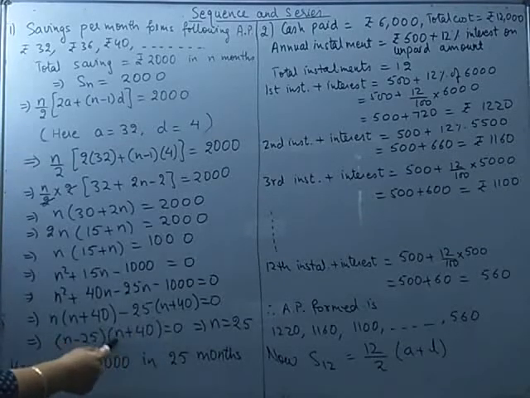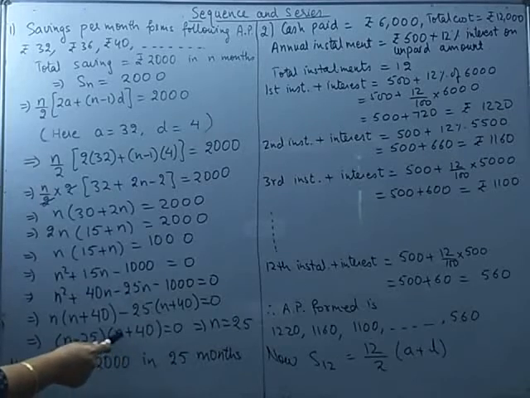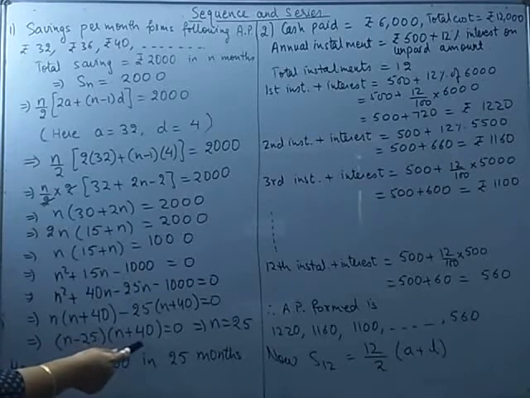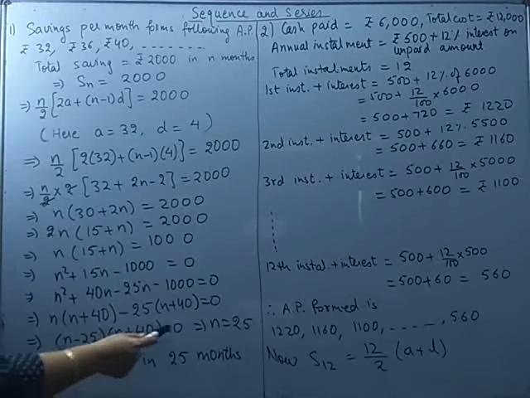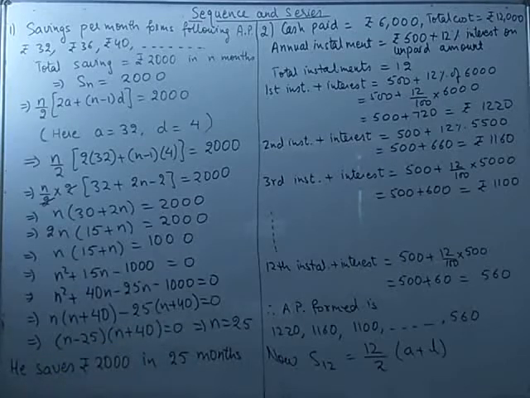You can see n plus 40 cannot be 0, because n is denoting the number of terms, it cannot be negative. If n plus 40 becomes 0, then n will be equal to minus 40. But the number of terms can never be negative. So the only option left is n minus 25 is 0. That means n is equal to 25. So we come to know that he saves rupees 2000 in 25 months.